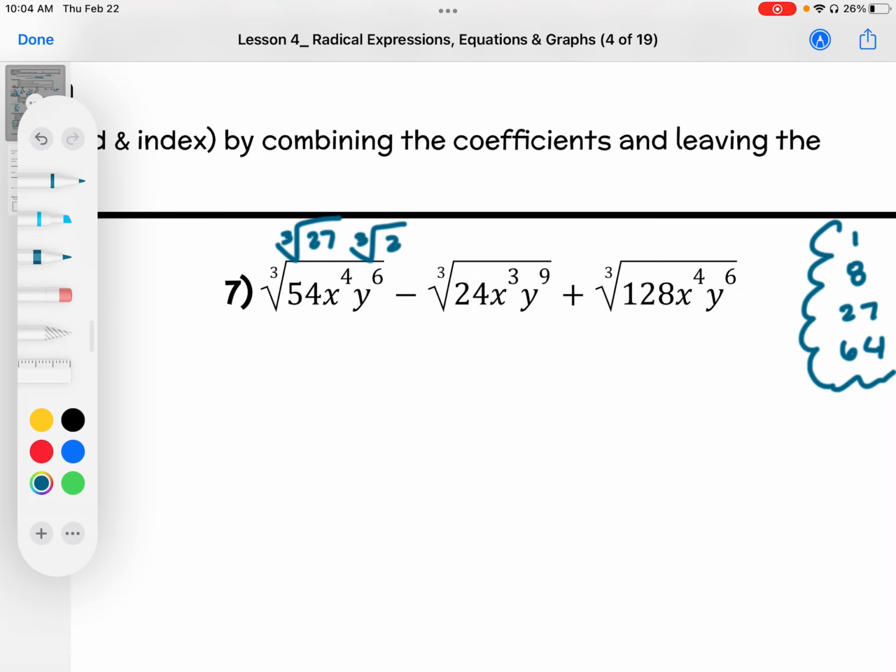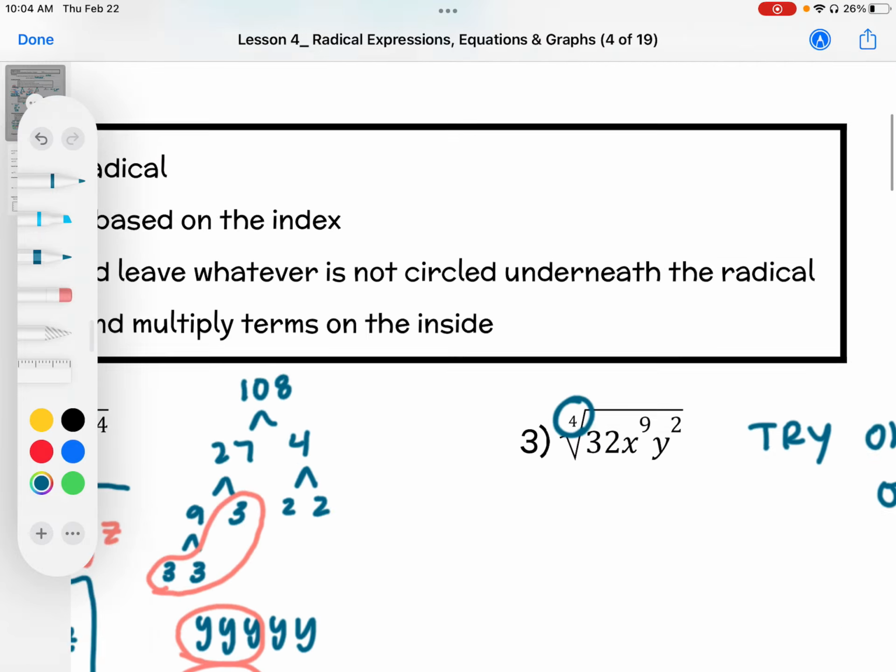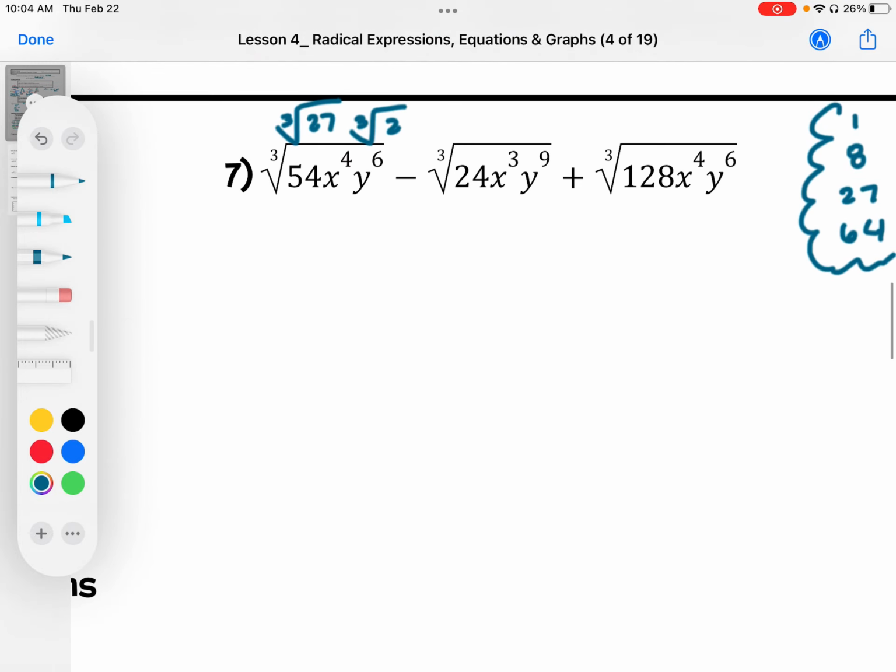So that means that we would have a 3 on the outside because the cube root of 27 is 3, and we'd have a 2 left on the inside. And then we need to worry about our variables. So you can do the thing where you write them all out, or you can figure out how many times can you fit 3 into 4. So we can fit 3 into 4 once, and then we have 1 left over. And then same thing for y's. We can fit 3 into 6 2 times, and we would have none left over. So we'd have none left under the radical.